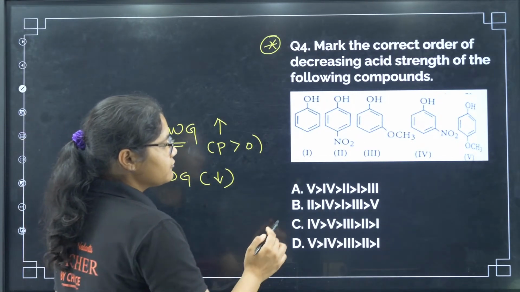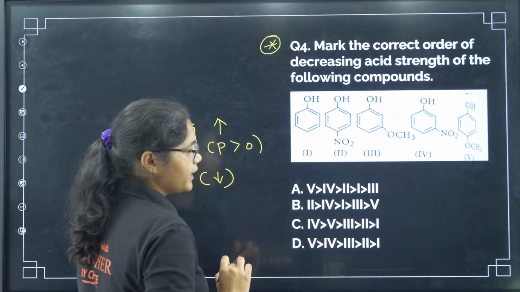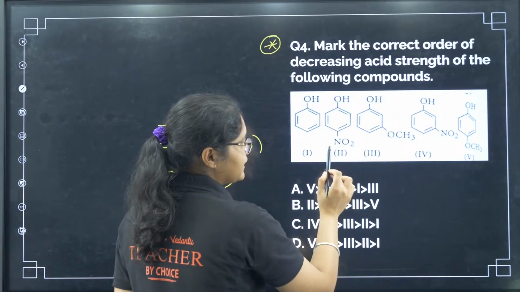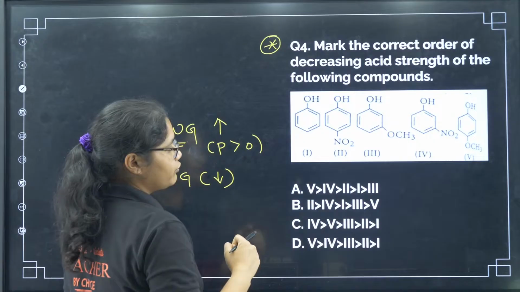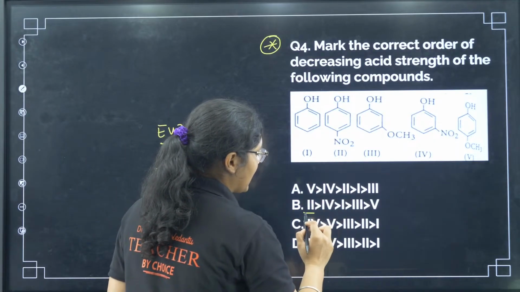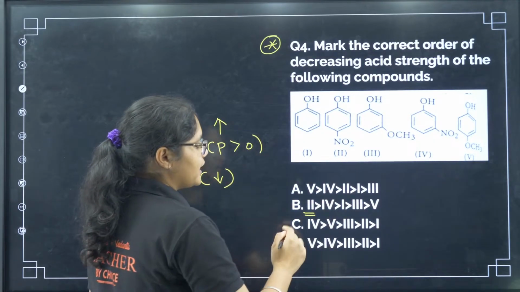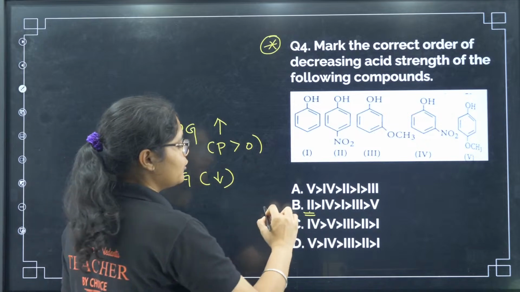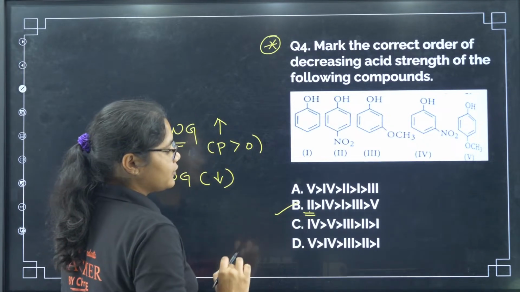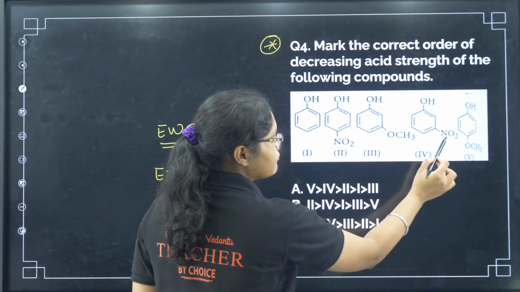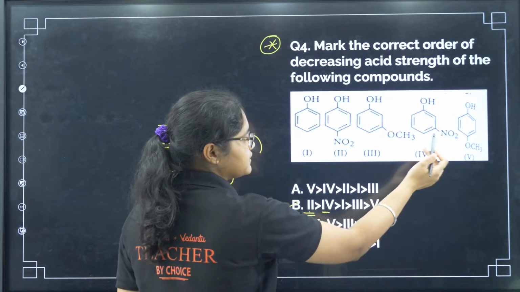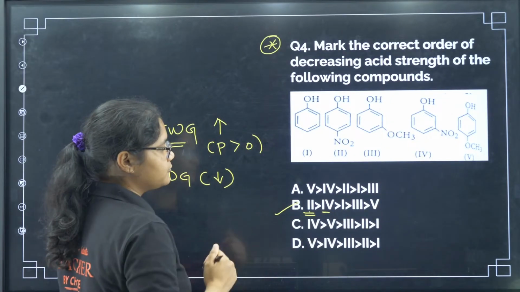Okay, so first of all, if I see the nitro group, it is definitely an electron withdrawing group, so 2 will be highest. I have only one option with that, so definitely it will be option number B. But let's see the other options also. After 2 it will come 4, NO2, because NO2 is present at the meta position.